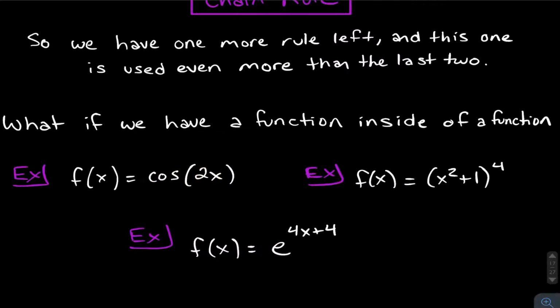What about x squared plus 1 quantity to the 4th power? Here we have x squared plus 1, this whole function being taken to the 4th power. You can think of something to the 4th power as the outside function, and x squared plus 1 is on the inside. And what if instead of e to the x, we have e to the 4x plus 4? Then 4x plus 4 is the inside function in the exponential.